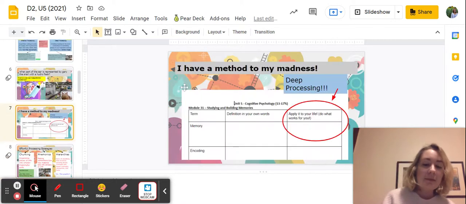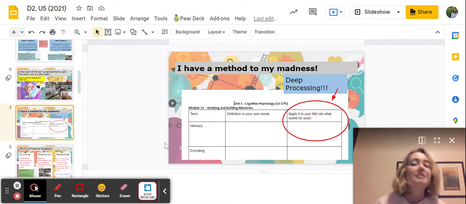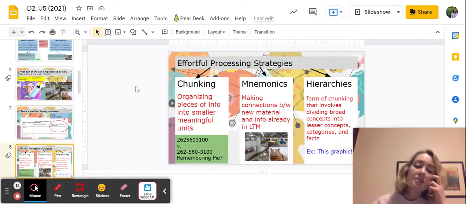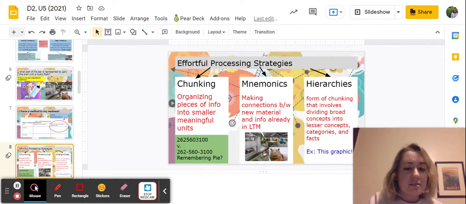So again, I have a method to my madness. I don't just make you do this because I want to torture you. Connecting this to stuff you already know is proven psychologically to help create a more durable memory than just memorizing definitions.